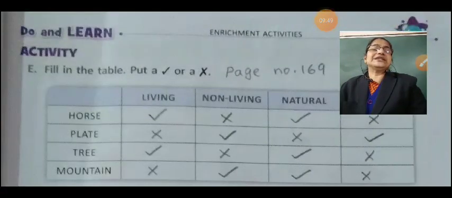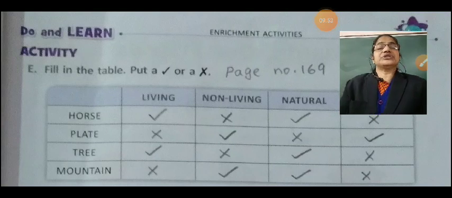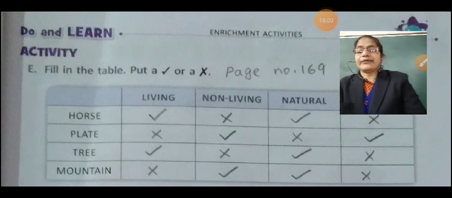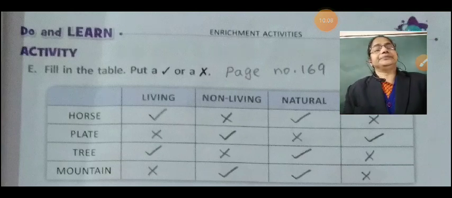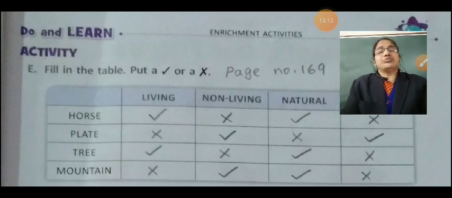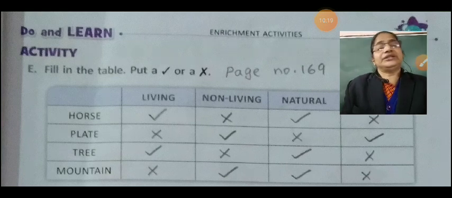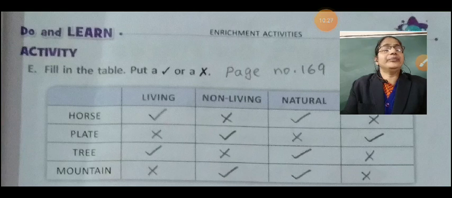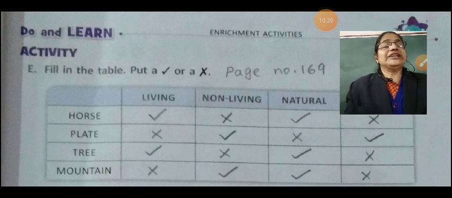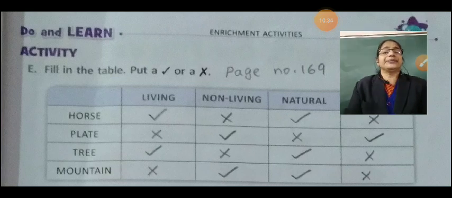Now next box you can see here, fill in the table, put a tick or cross. Okay, you can see here. Now first one, living, non-living, natural or man-made. You can see this box. First horse. Horse is a living thing and also a natural thing. Second one is plate. Plate is a non-living thing and a man-made thing. Tree is a living thing and also a natural thing. Mountain, non-living thing and it is also a natural thing.